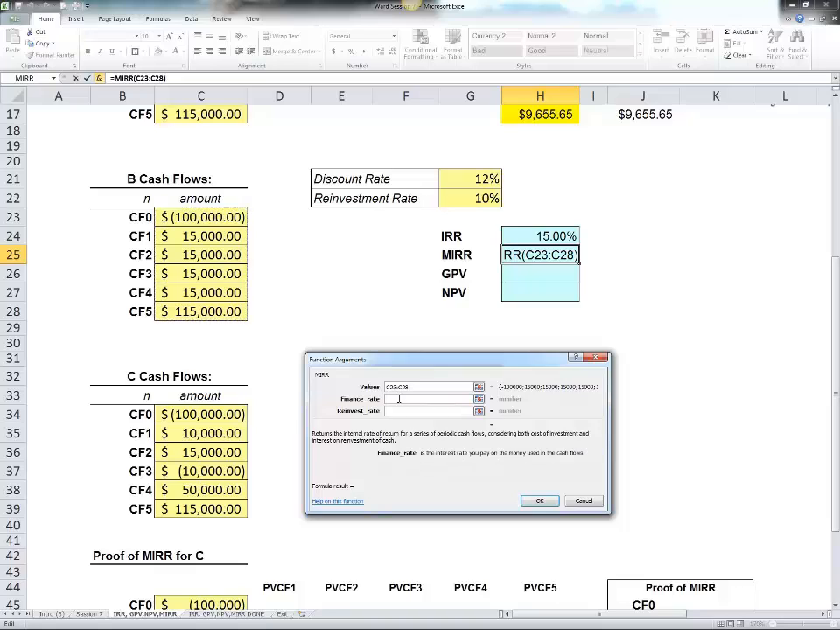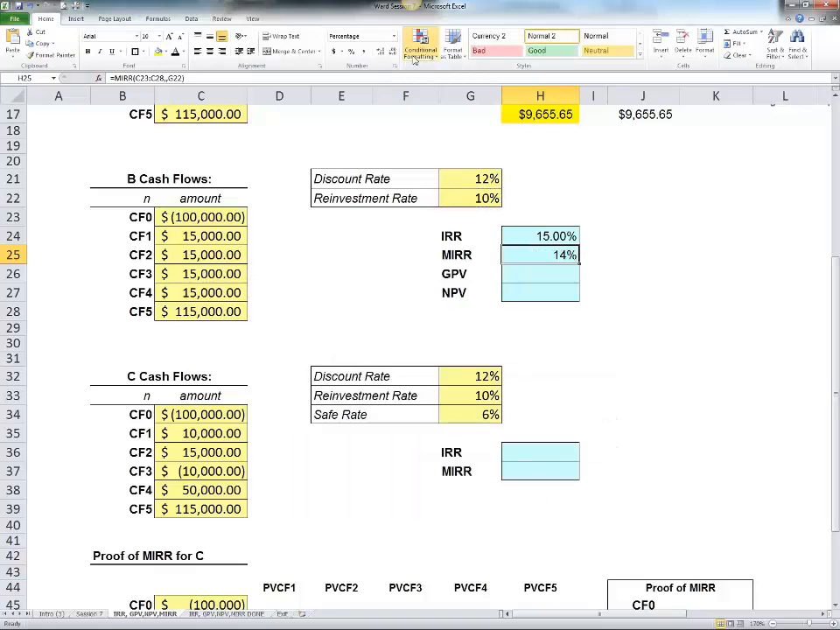Well, a finance rate is used for negative cash flows. We don't have any negative cash flows, so we can ignore that. A reinvestment rate is what we're going to reinvest our positive cash flows at. And so while the internal rate of return on this investment is 15%, when we get cash out, if we can only reinvest that at 10%, then our portfolio IRR, or a modified internal rate of return, is 13.89%.